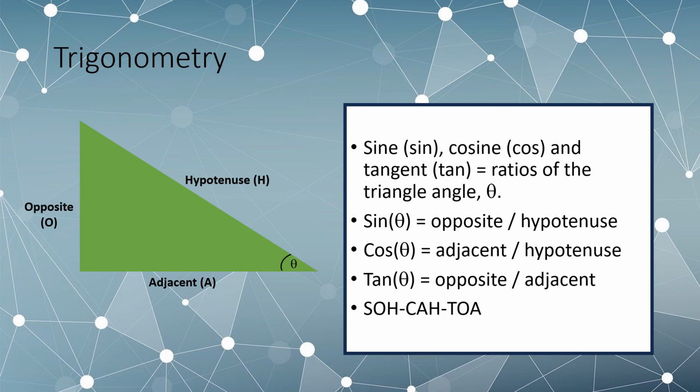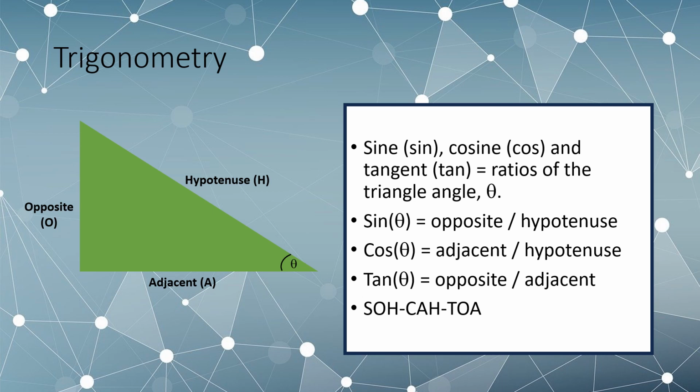is opposite over adjacent. We can use these ratios to solve for both unknown sides of a triangle as well as unknown angles within a triangle. Now, I didn't mention it at the start of the video, but it is helpful to remember that the three angles within a triangle, that is its interior angles, will always add up to 180 degrees. This can be helpful in some problems.